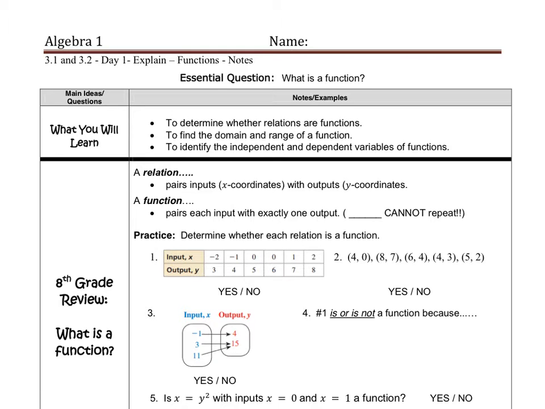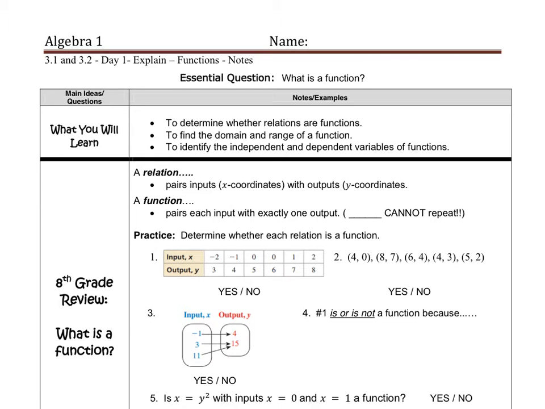If we start looking at it in people terms, as a person, I can only have one birthday. So my input can only have one output for this to be a function. So as a person, I can have one birthday and only one birthday, so that's a function.